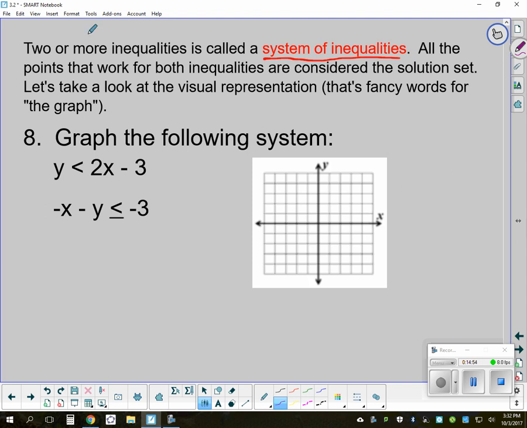So back to the name of our section, it's called systems of inequalities. That's what a system is. It's when you have two or more of these things. All of the points that work for both inequalities will be your solution set. It's still going to be an infinite amount of solutions, an infinite amount of points, but it's going to be where the two shadings overlap. Okay, we're going to look at a visual representation. That's just fancy for looking at the graph.